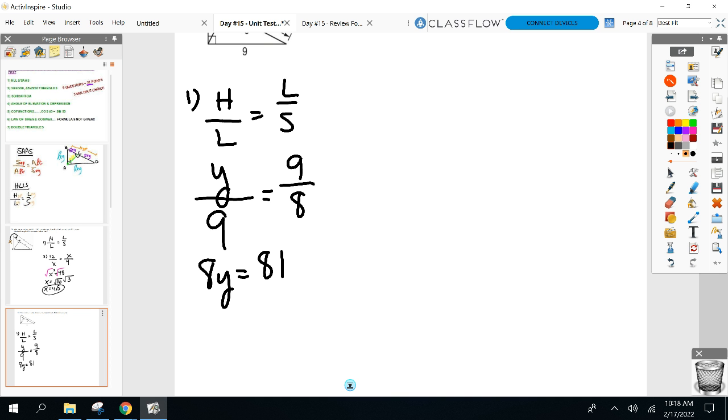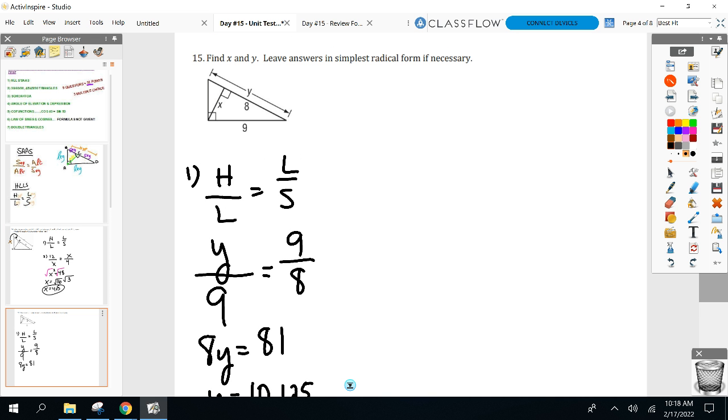No square rooting here. Y equals... you guys are getting a little bit of a decimal, but not too bad, so we can write it out. 10.125. How's that look? All right, so that's 10.125.